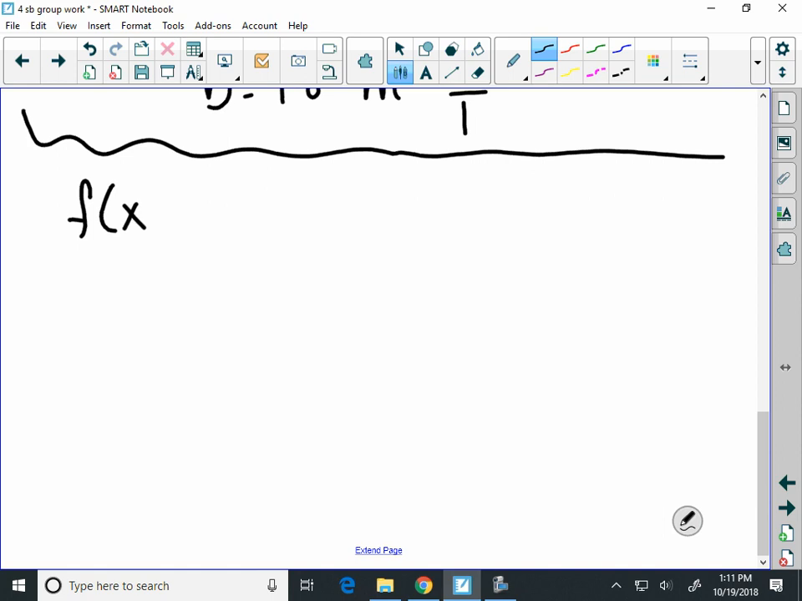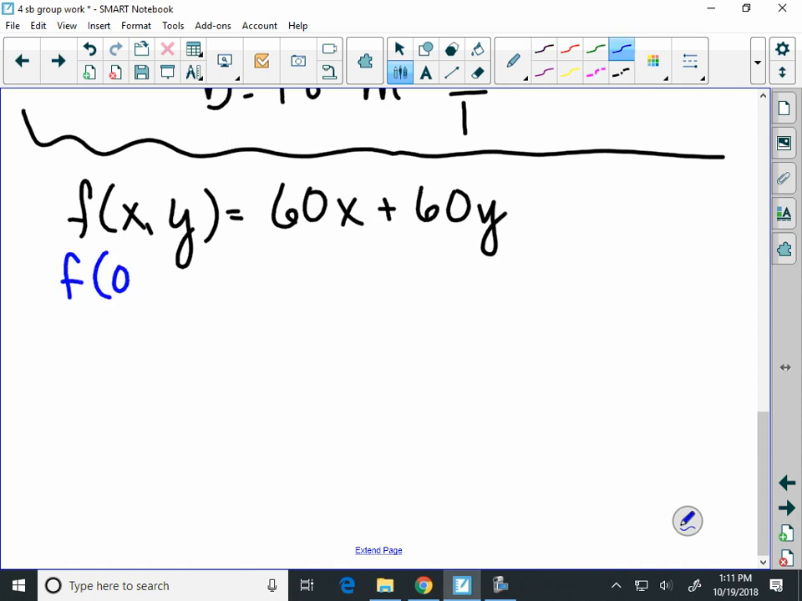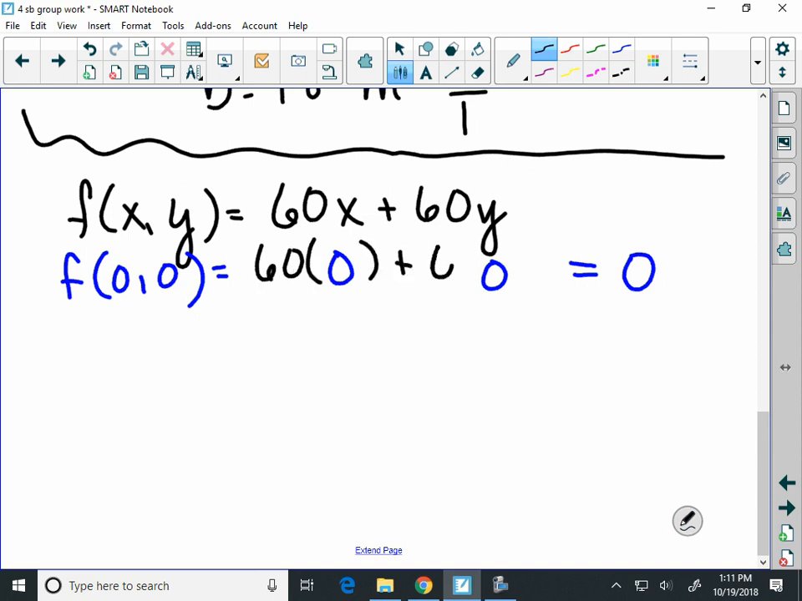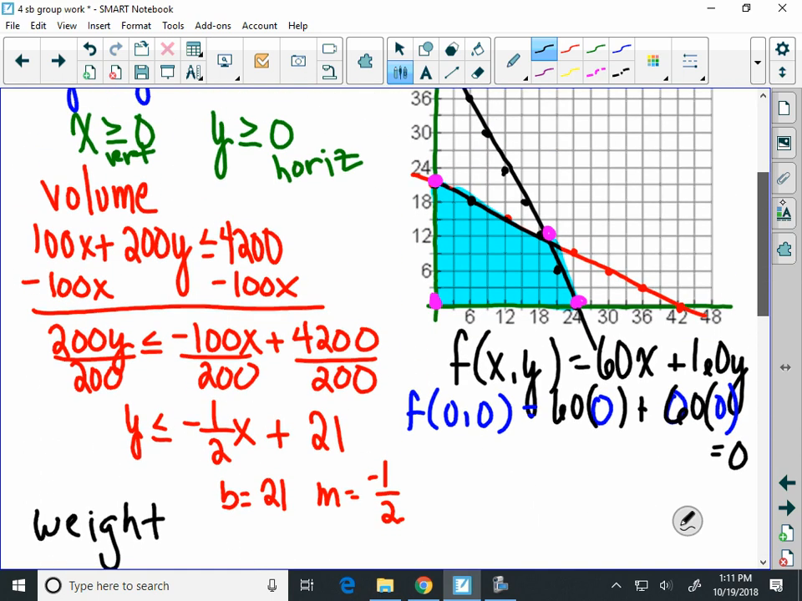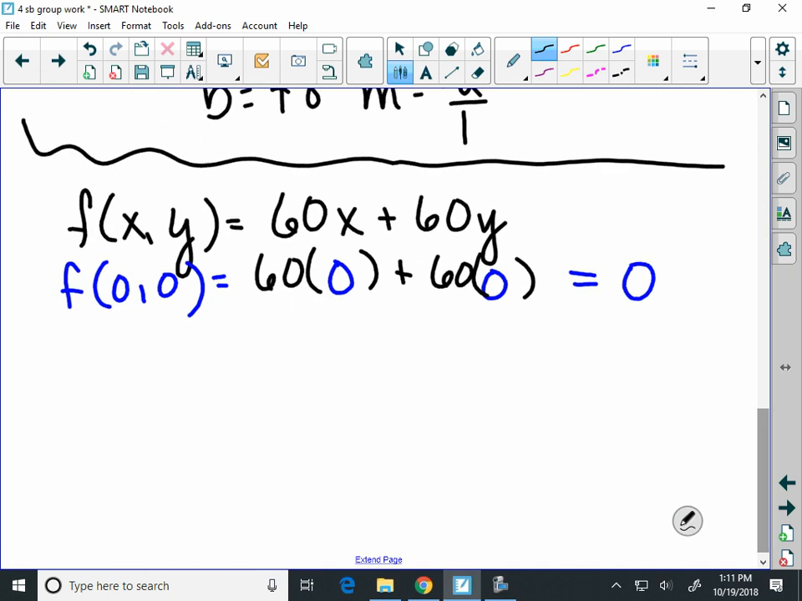Again, our objective quantity equation is f of x, y equals 60x plus 60y. We just tried to put in 0, 0 for one of our ordered pairs. Unfortunately, I could not squeeze it in, but we know that we're going to end up with 0, because 60 times 0 plus 60 times 0 equals 0. Well, another one of our ordered pairs from the graph is going to be 0, 21. And in fact, I think we'll come up with all of them now since I can't see them anymore.